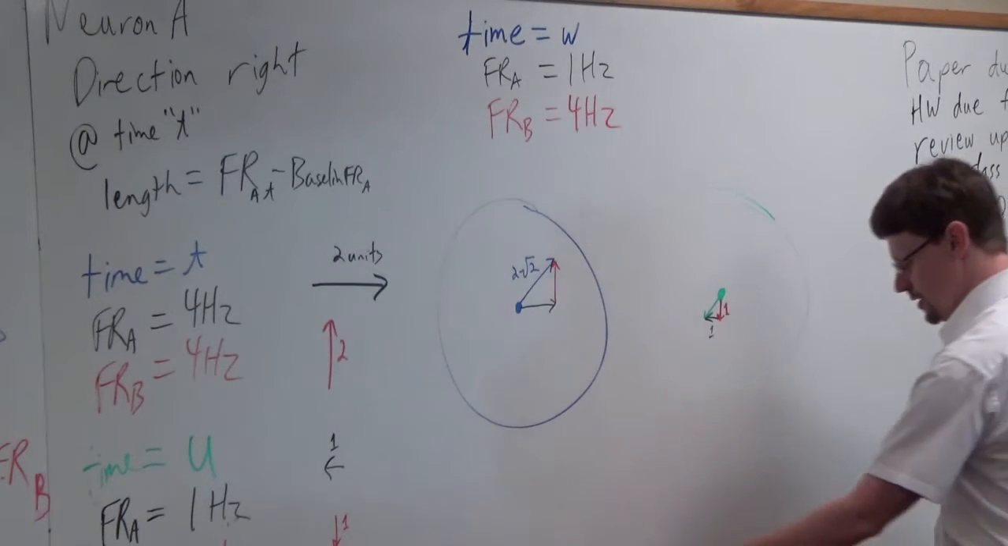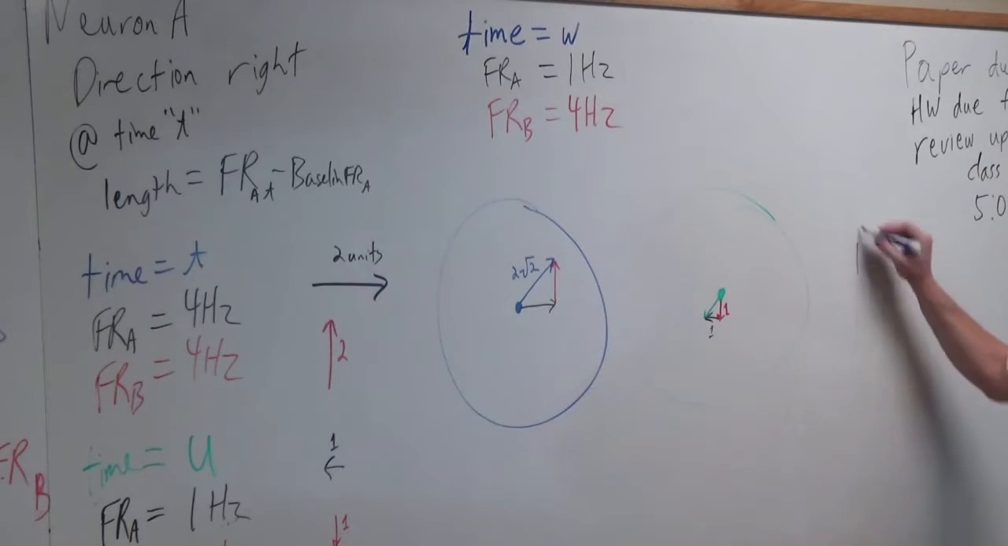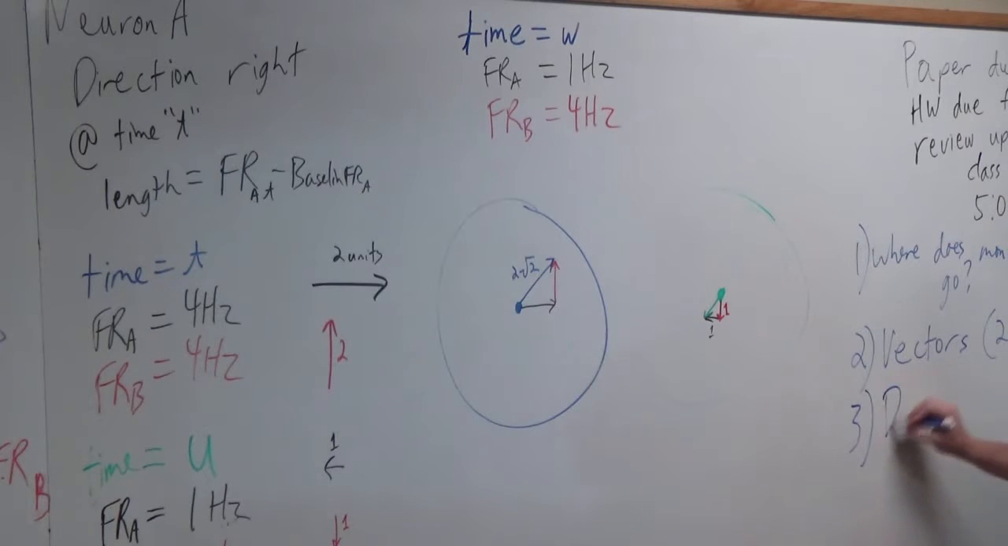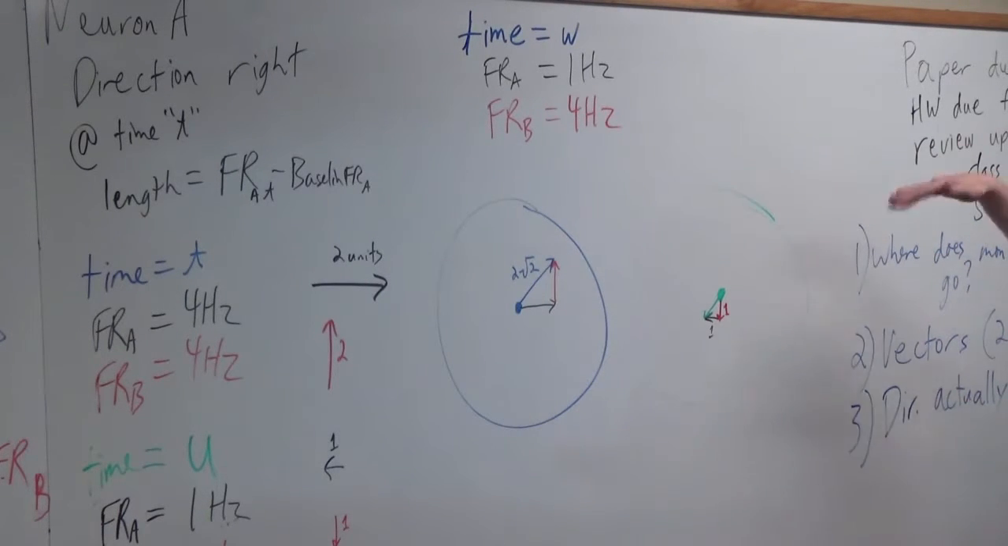All right, and so the questions for this are, where does the monkey want to go? That's a question that doesn't require any math. What are the vectors? There are two of them. And next is, what direction does the monkey actually go? What direction does the cursor actually go? So let's take probably 2 or 3 minutes, find a group, do the problem, figure out the vectors, and figure out what happens with that.